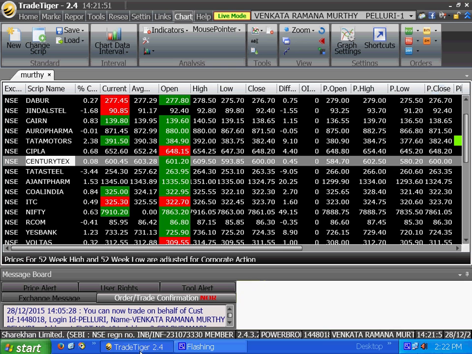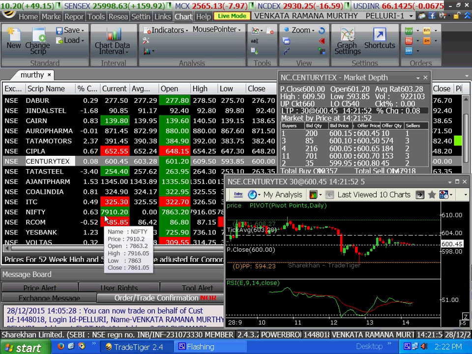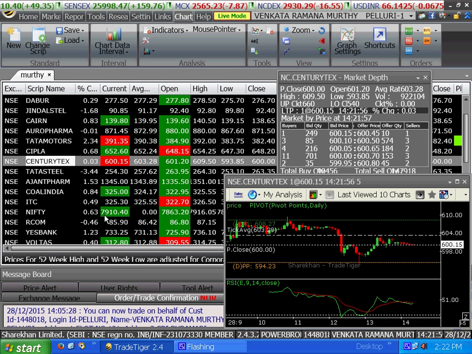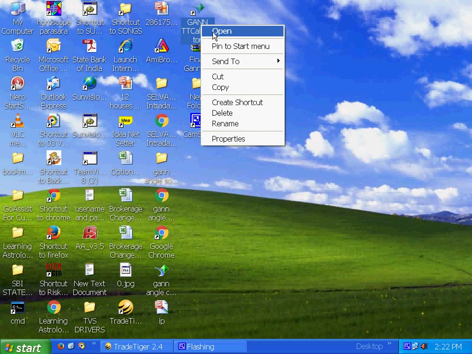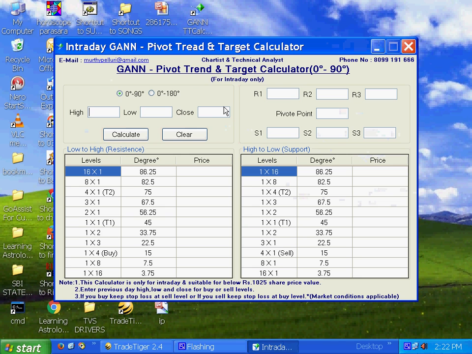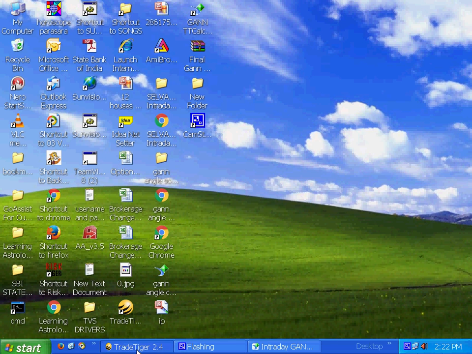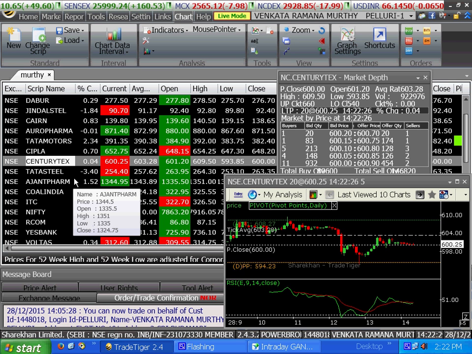For example, this is the current day trading, 28th December 2015. I am opening the Gann calculator. In this there are two calculators, one is 0 to 90 degrees, especially for intraday, and the second one is 0 to 180 degrees. Now I have selected 0 to 90 degrees for intraday, and this is the current day in the market.